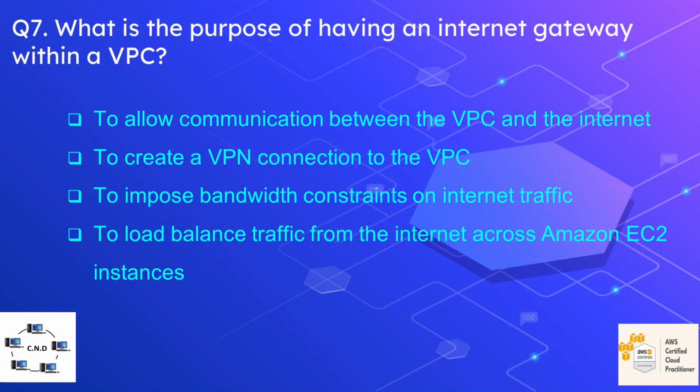Question number 7 is: what is the purpose of having an internet gateway within a VPC? The options are A, to allow communication between the VPC and the internet, B, to create a VPN connection to the VPC, C, to impose bandwidth constraint on the internet traffic, and D, to load balance traffic from the internet across Amazon EC2 instances. And the correct option is A. The internet gateway is used to allow communication between the VPC and the internet.